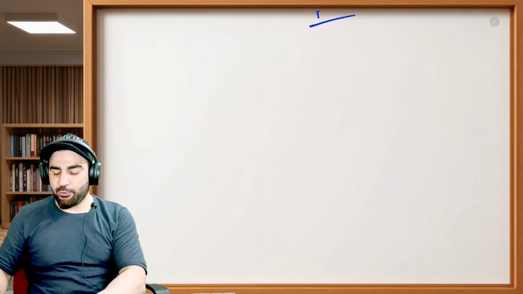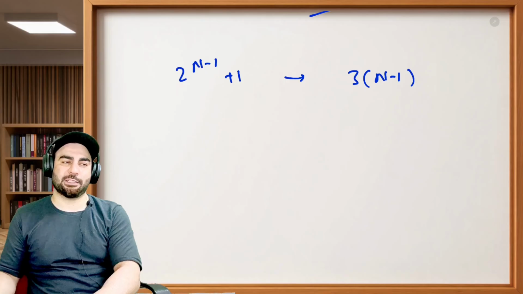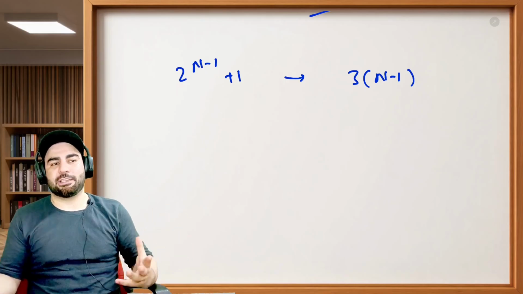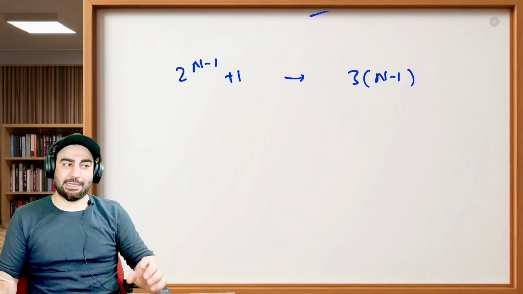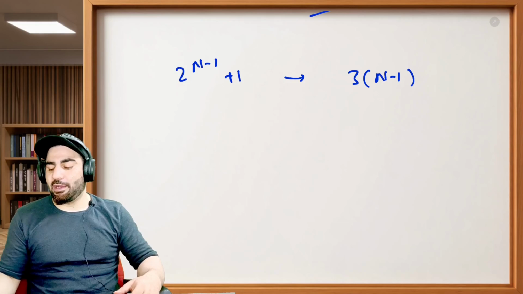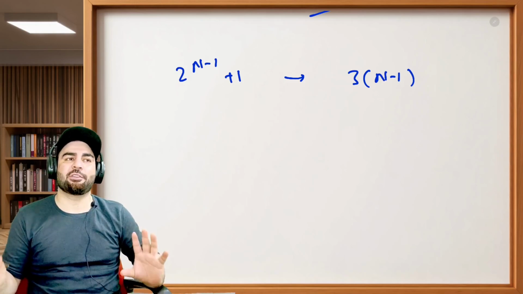So we reduced it from 2 to the power n minus 1 plus 1 to 3 n minus 1. So the question is, can we reduce it further? Maybe or maybe not. Why maybe or maybe not? If I say we cannot reduce it further, then I have to prove it. That gives me the proof that this is the minimal number of computational units that I can use. I have to give a proof of this.